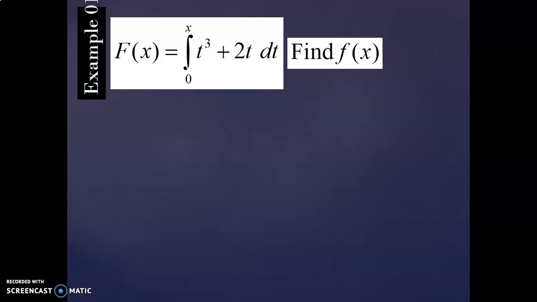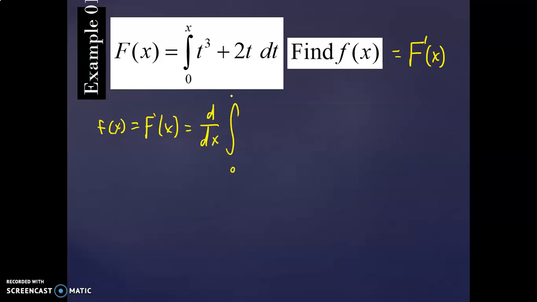So capital F is equal to the integral from 0 to x of t cubed plus 2t dt. I want to find little f of x, which is the same as capital F prime of x. So little f of x would be capital F prime of x, which would be the derivative with respect to x of the integral from 0 to x of t cubed plus 2t dt. So now I'm just making sure that everything matches. I've got a constant, this variable matches, and this variable matches. So everything's in the right place.